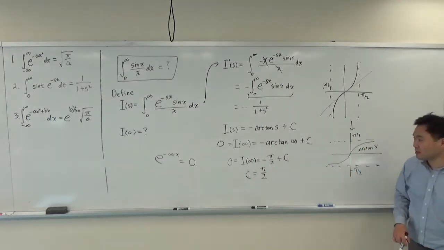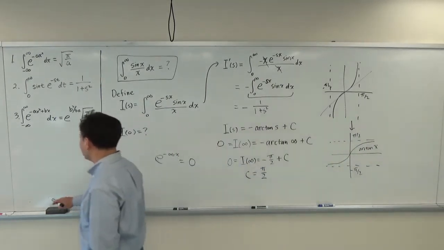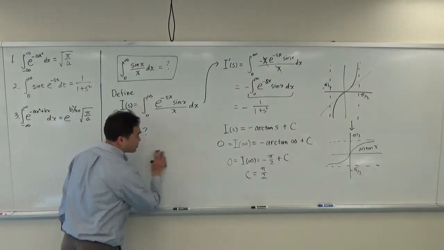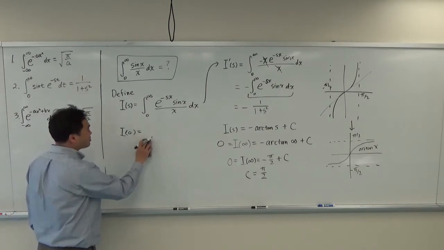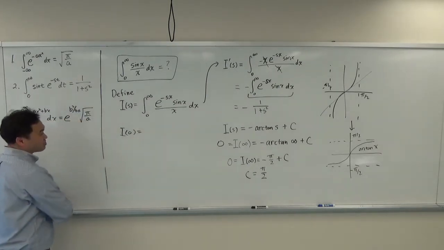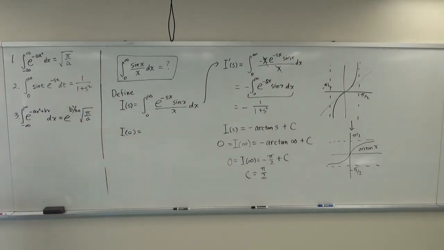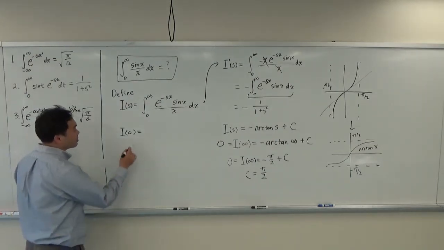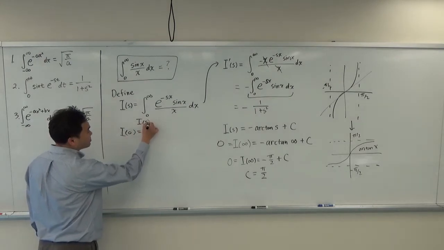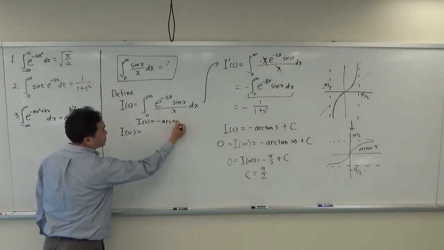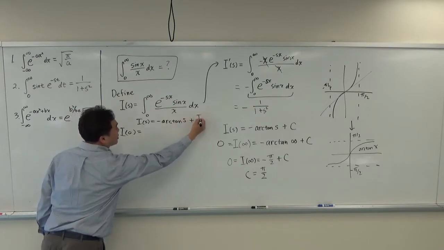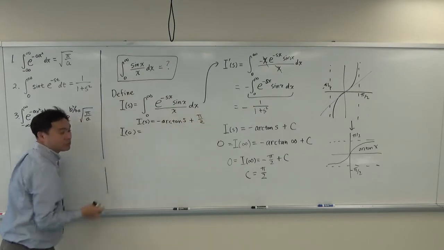Okay? Isn't this fun? I kind of like this calculation because you get to figure out things that you thought were impossible. All right, so now what? Because I figured out that I of s is over here, negative arctangent of s plus pi over 2. What's I of 0?